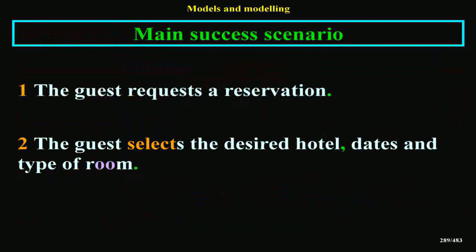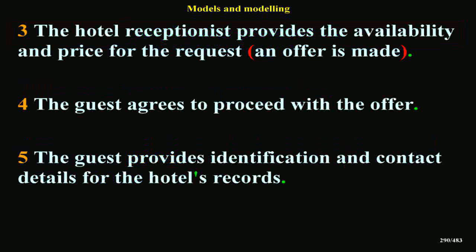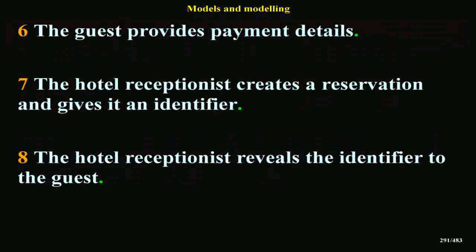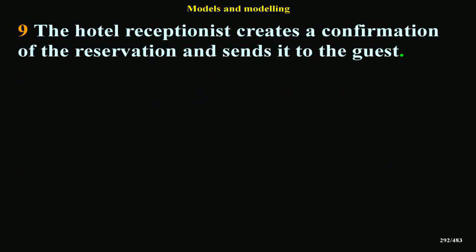Main success scenario. 1. The guest requests a reservation. 2. The guest selects the desired hotel, dates and type of room. 3. The hotel receptionist provides the availability and price for the request and an offer is made. 4. The guest agrees to proceed with the offer. 5. The guest provides identification and contact details for the hotel's records. 6. The guest provides payment details. 7. The hotel receptionist creates a reservation and gives it an identifier. 8. The hotel receptionist reveals the identifier to the guest. 9. The hotel receptionist creates a confirmation of the reservation and sends it to the guest.